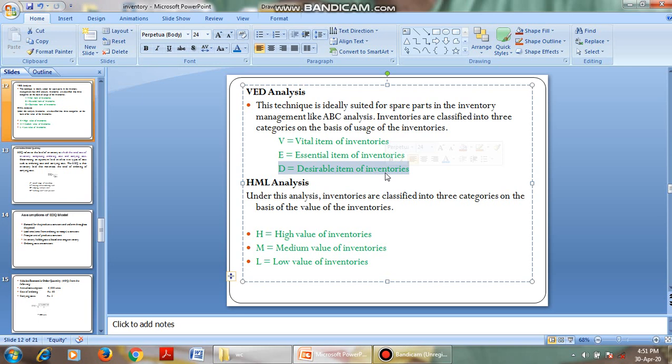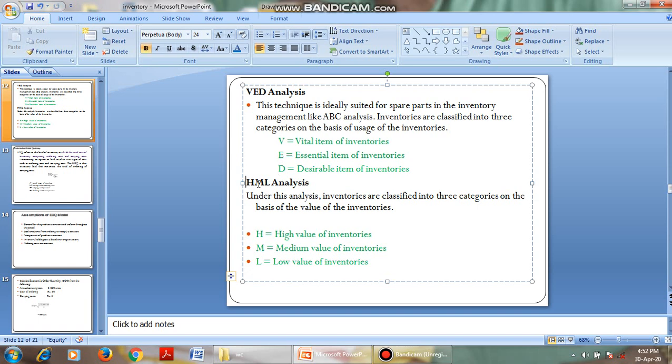For example, to run a bike, you need petrol. It is a vital element. Without petrol, we cannot run the bike. Essential: if you have a good engine condition, then it is essential. Desirable: if the bike is having additional facility, it is desirable. That's all. In the same way, very important, essential, desirable.